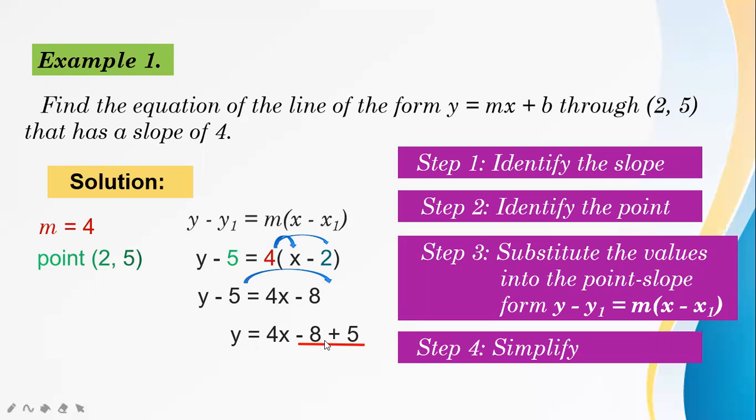Simplify negative 8 plus 5, and therefore the answer is y equals 4x minus 3, because negative 8 plus 5 is negative 3. Why negative? Because negative 8 is greater than 5. So therefore this will be your equation of the line of the form y equals mx plus b. So this will be your answer.